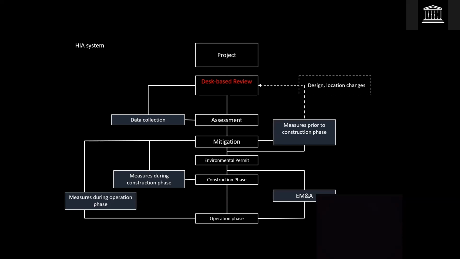The assessment can identify potential adverse impact on heritage. If they are unacceptable, the project alternatives will have to be looked at. It may require a change of location or design. If those changes are proposed, then it needs to go back to the desk-based review and make sure that the alternative design or location can be adequately assessed. If the impacts are acceptable or can be mitigated, we move on to recommending measures. These measures can be prior to a construction phase, during the construction phase, or during operational phases.